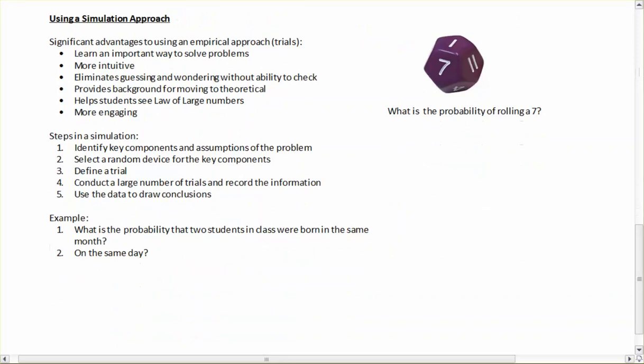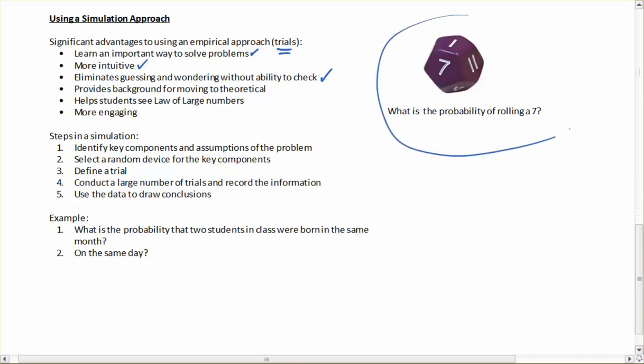There are significant advantages to using an empirical approach where students are actually carrying out trials. It's a real way that people solve problems in the real world, and so it's good for them to learn about that. It's more intuitive than theoretical, which sometimes can be confusing to students and not make a lot of intuitive sense to them. It eliminates guessing and wondering without any ability to check.